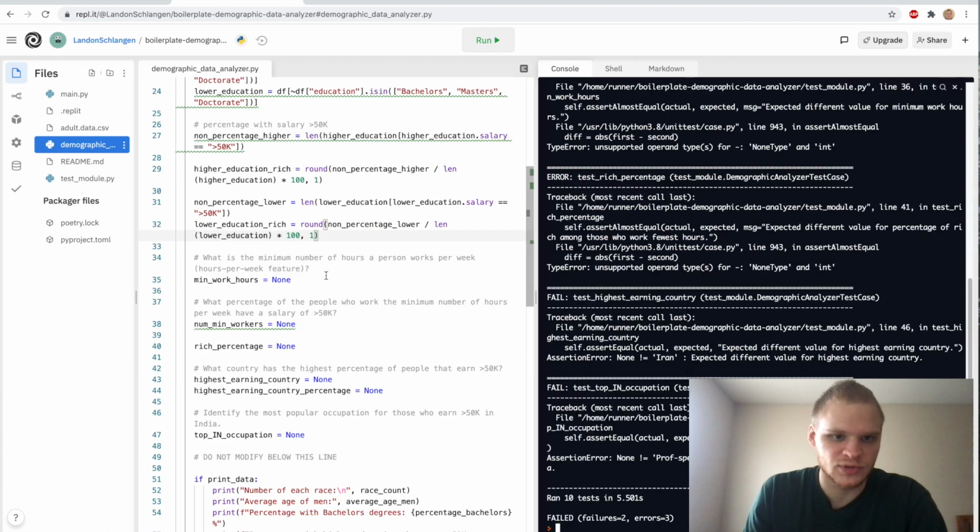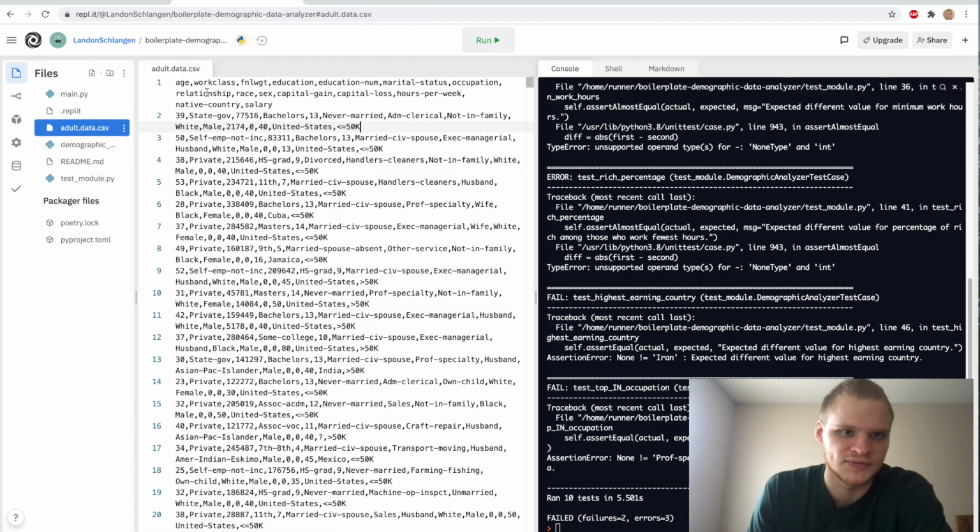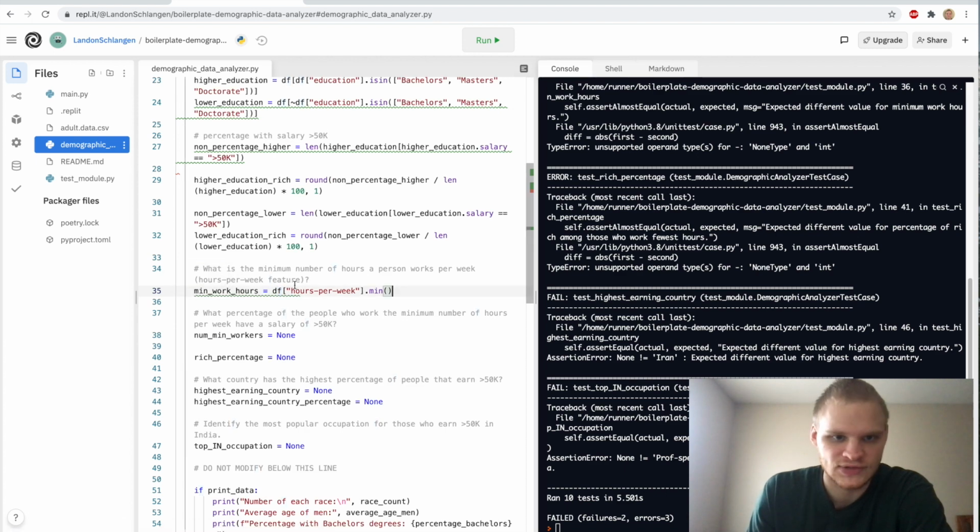Next up, what is the minimum number of hours a person works per week? This one is actually pretty easy. All we have to do is use the min function. So we're going to do df, and grab the series of hours per week, like so. And then we're going to do .min, like that. And by the way, the way we're getting these names is because in this adult.data.csv, that's what it is in here. So hours per week has these dashes in between, and then education is like this. So yeah, that's how we connect things.